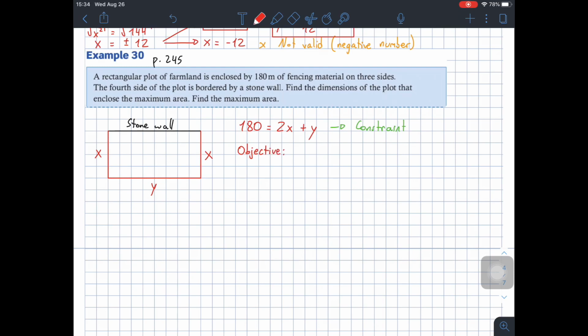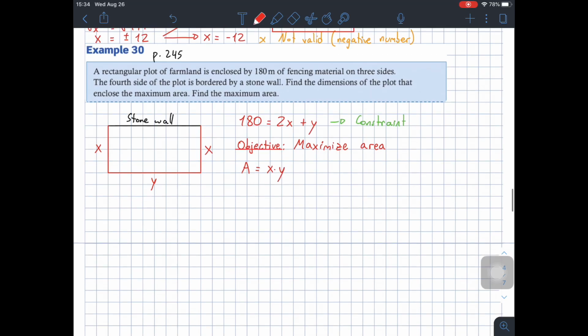The objective is to, in this case, maximize area, right? So maximize the area of this farmland. So I need to determine the dimensions of x and y that will maximize this area. Okay, now that I have my constraint and my objective, I need to write this objective into a mathematical equation, right? So how do we find the area of a rectangle? It's easy, right? It's x times y in this case. So the area, which I want to maximize, is x times y. So I have the objective and the constraint ready.